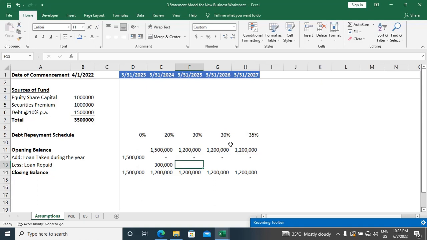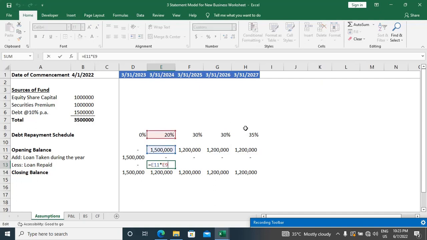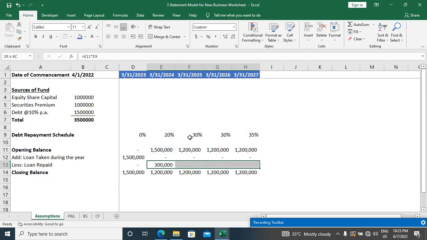Now loan repaid in this particular year. So we did this calculation. We can just copy this formula to the right because it is how I calculated it. It was the opening balance multiplied by the given percentage. So if you just do Shift Right Arrow, Control R, this is how it will work. Now if you are thinking is this calculation right or wrong, you can do it manually and check that definitely it is right. So this is how we have created a small debt repayment schedule.